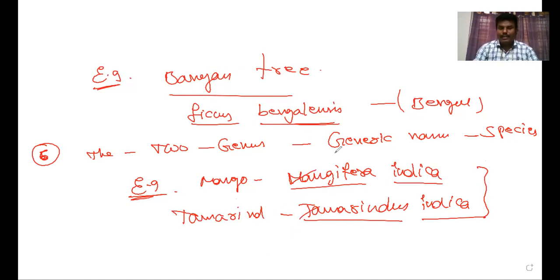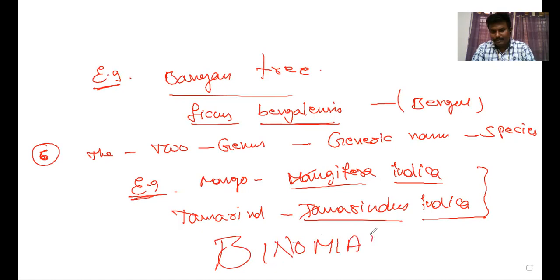Before giving scientific names to living organisms, we have to follow these six universally accepted rules. This entire process is called binomial nomenclature.